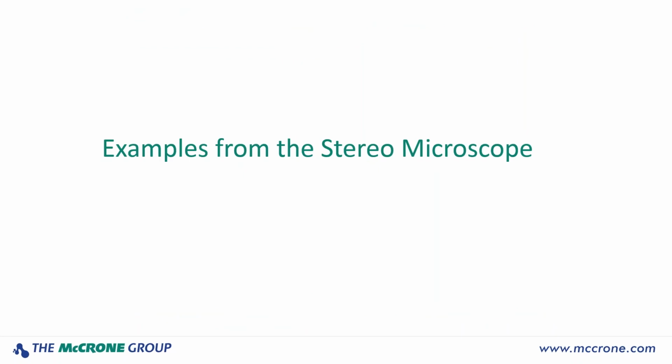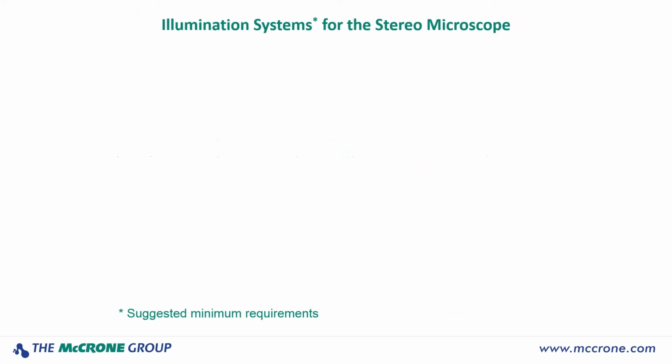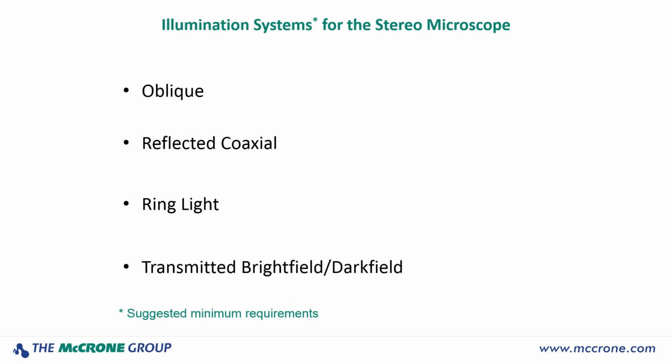So I'm going to show you some examples of different lighting conditions taken from the stereo microscope. But first I want to give you what I consider minimum requirements for illumination systems for your stereo microscope. First of all, you need some oblique lighting capability. Then you need the reflected coaxial illumination. Then a ring light. And finally, transmitted bright field and dark field lighting. And I'll give you some examples of these various things.